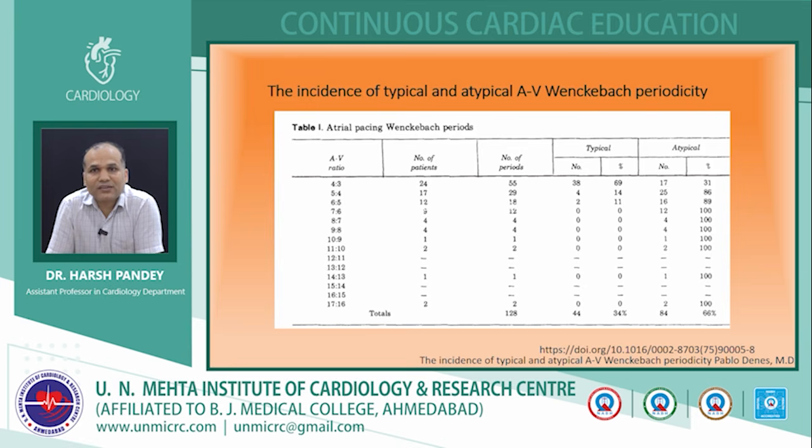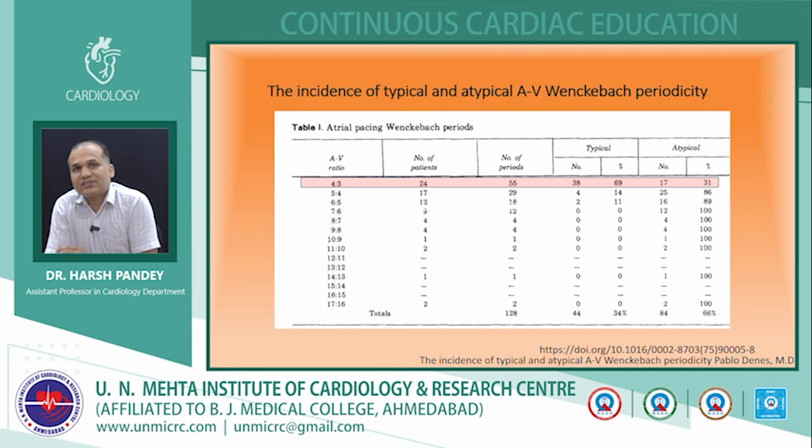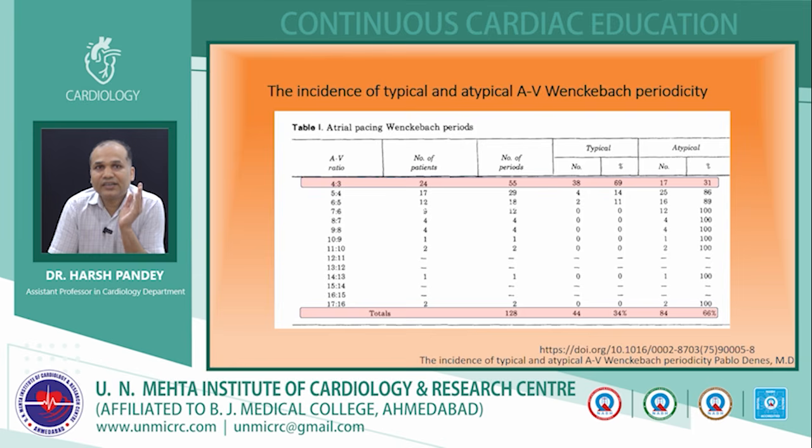This is a study done in 1975 by Denes and colleagues. They studied the incidence of typical and atypical Wenckebach periodicity, and when they did atrial pacing for the Wenckebach periods, they found only 34% of the patients had the typical finding of the Wenckebach period, and 66% of patients had the atypical Wenckebach periodicity.